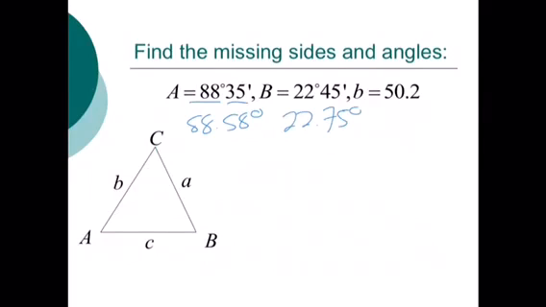22.75 degrees. So now that we have these angles, I want you to go ahead and label your triangle and solve for the first piece of missing information that you can.